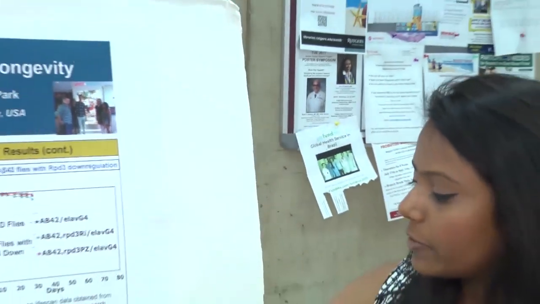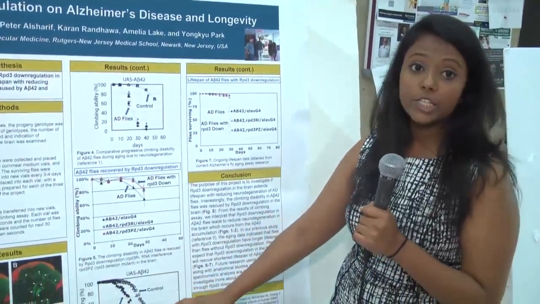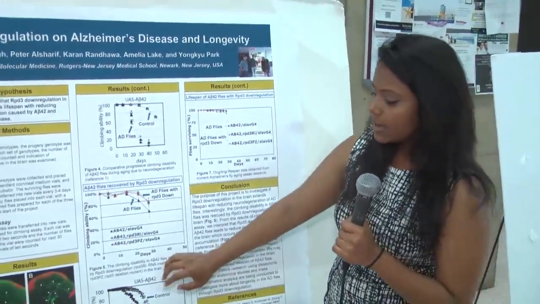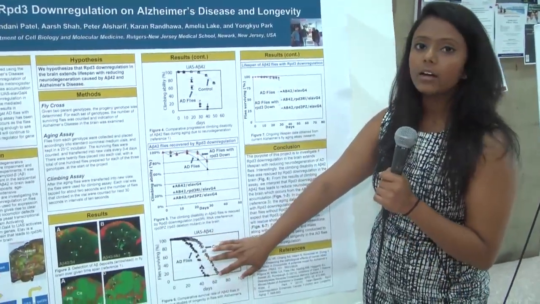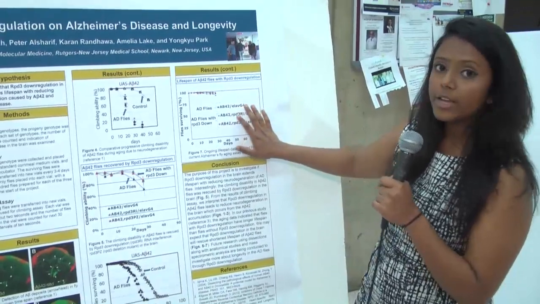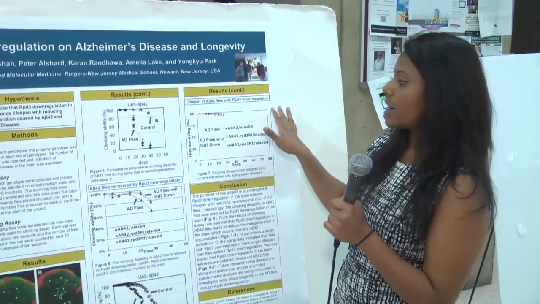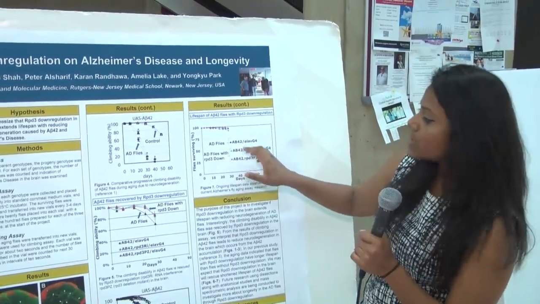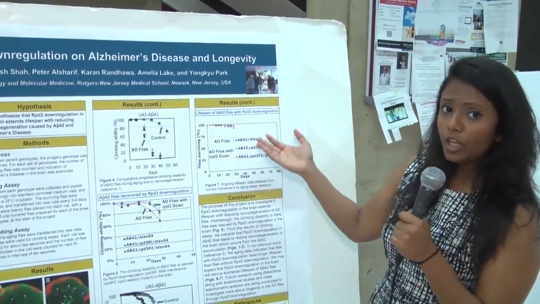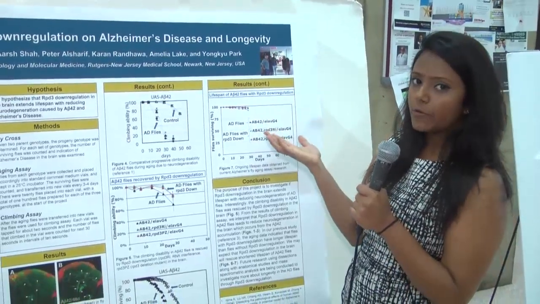The other experiment that we did was the aging assay. So this was a comparative study of aging from previous longevity studies, which showed that Alzheimer's flies had a shorter lifespan compared to control flies. This is our experiment. It's been only 30 days so far, so it's an ongoing experiment. But we are expecting the flies with Alzheimer's to have a shorter lifespan compared to the Alzheimer's flies with RPD3 downregulation.